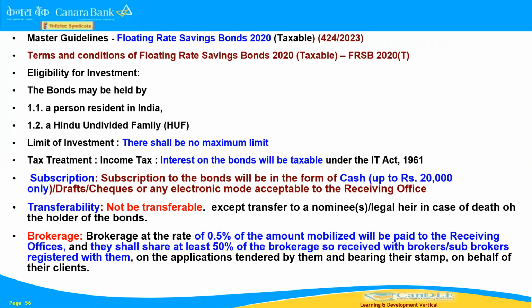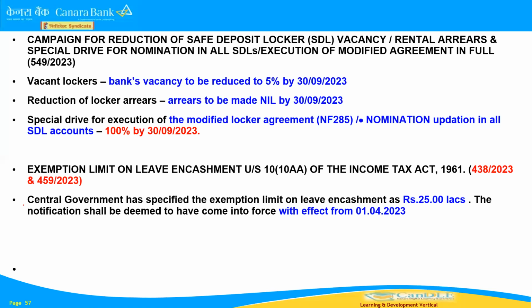Floating rate bonds. These are all taxable. Not much in this. I don't think I'm expecting a question. The only thing is if you are selling floating rate bonds of the Government of India, which are taxable, you will get some commission. Brokerage 0.5% of the amount mobilized, and at least 50% you can give to the brokers and sub-brokers. That's all you have to remember. These are all the eligibility conditions. I don't think it is very important for you.